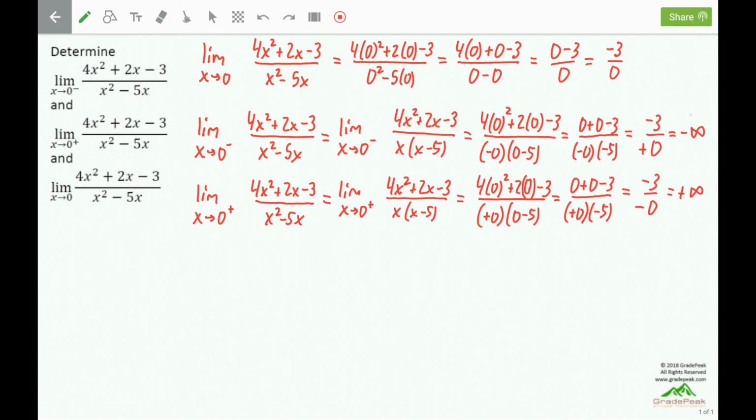The two-sided limit will depend on the results of the two one-sided limits. They do not match here, and therefore the two-sided limit does not exist. And there are the results of the three different limits.